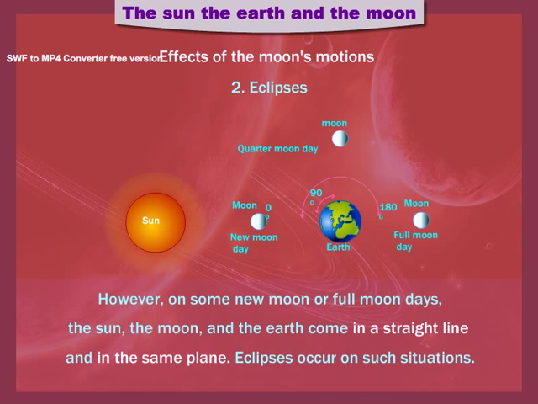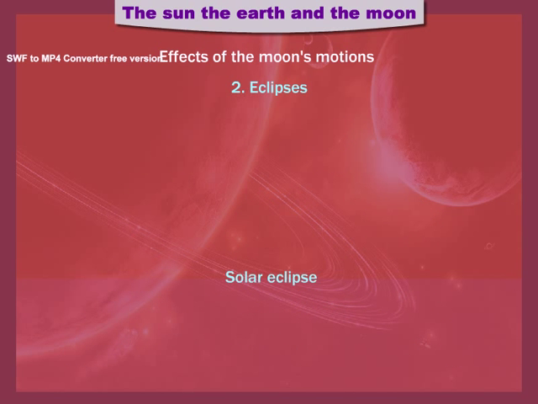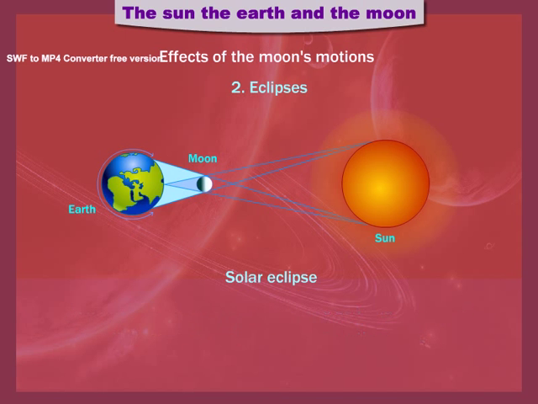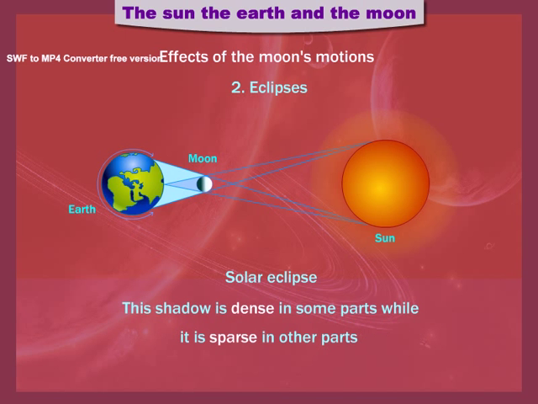However, on some new moon or full moon days, the Sun, the Moon and the Earth come in a straight line and in the same plane. Eclipses occur in such situations. Solar eclipse. When the Moon comes between the Sun and the Earth, then the shadow of the Moon falls on the Earth. This shadow is dense in some parts, while it is sparse in other parts.